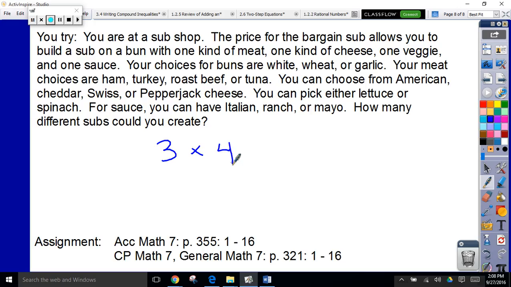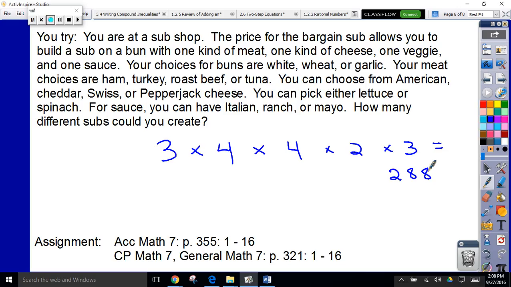Now we're going to choose from American, cheddar, Swiss, or pepper jack. So how many cheeses is that? 4. And then we can pick either lettuce or spinach. How many choices is that? 2. And then for sauce, we can have Italian, ranch, or mayo. So how many choices is that? 3. So to find how many different subs we can create, we are going to multiply all of these together. 3 times 4 is 12. 12 times 4 is 48. 48 times 2 is 96. And 96 times 3 is 288.